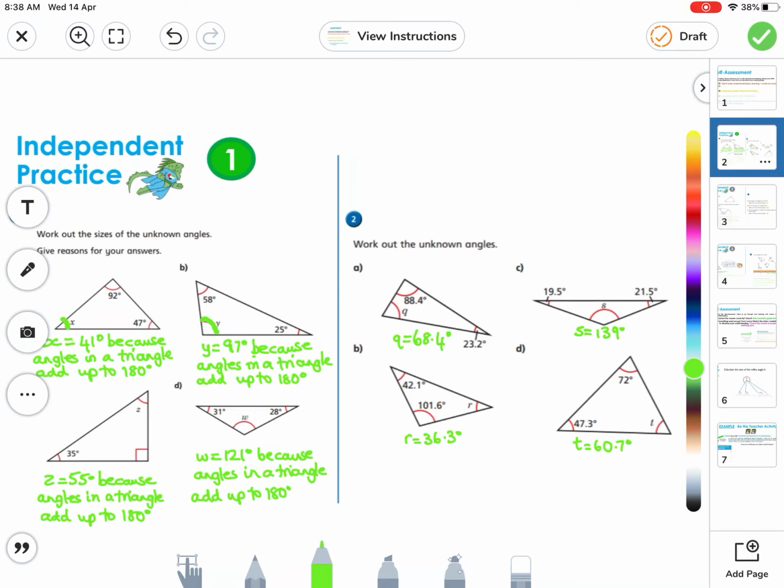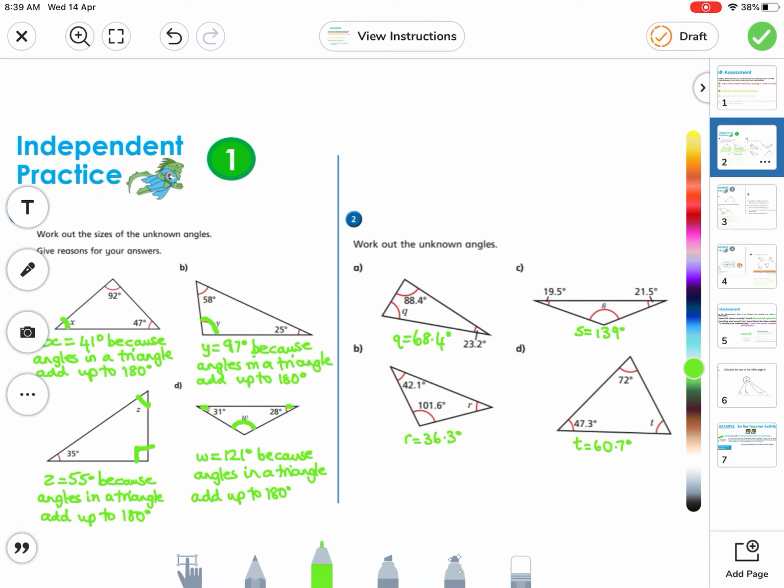Angle Z on question C there equals 55 degrees because 35 degrees plus 90 degrees equals 180 degrees. On question D there, angle W is 121 degrees because 31 degrees, 28 degrees and 121 degrees equals 180.